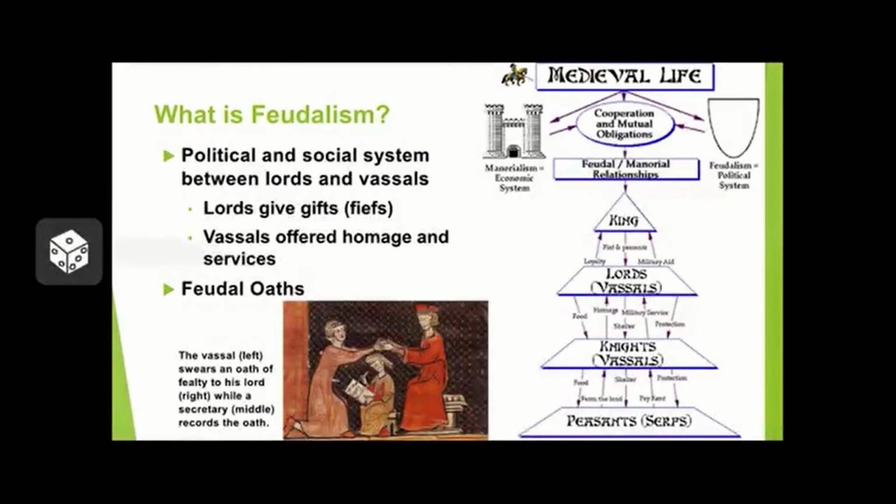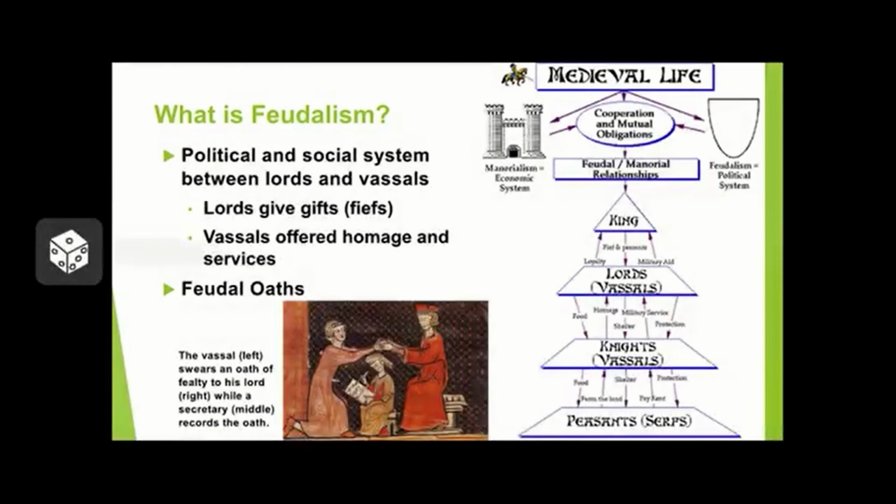If either side does not live up to their obligations, the feudal oath is broken. So if the lord does not give all the gifts that he promised to his vassal, or the lord tries to extract services beyond those that the vassal has sworn to give, then that was a sign that the lord had broken the oath and the vassal is no longer required to go along with it.